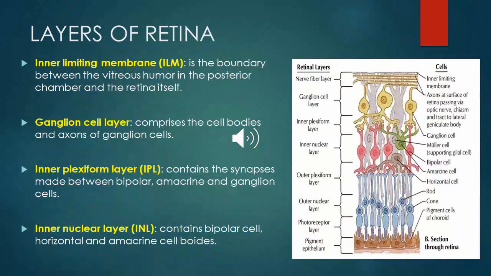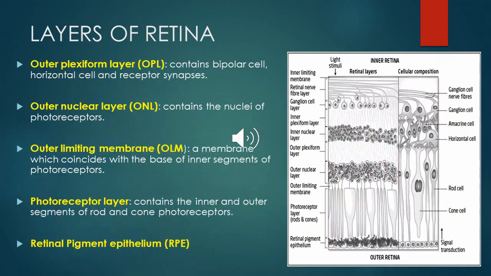The 10 layers of the retina are inner limiting membrane, ganglion cell layer, inner plexiform layer, inner nuclear layer, outer plexiform layer, outer nuclear layer, outer limiting membrane, photoreceptor layer, and lastly, retinal pigment epithelium.